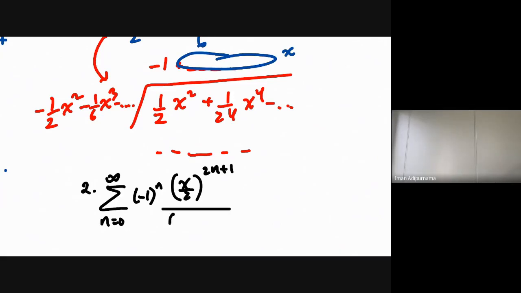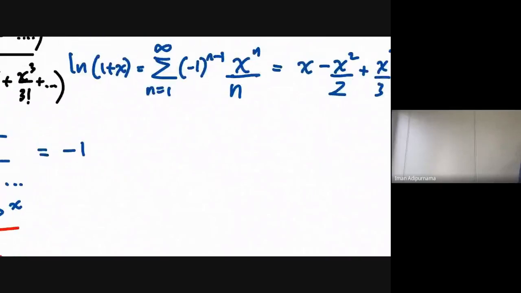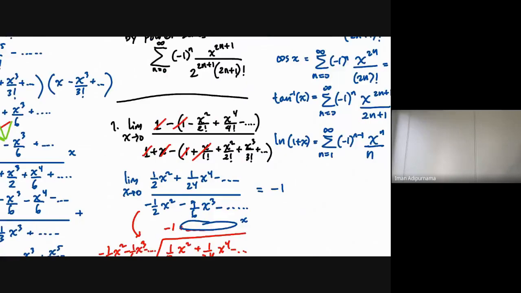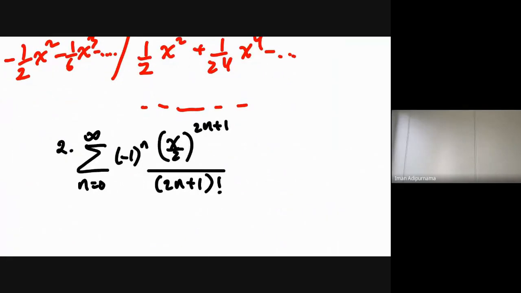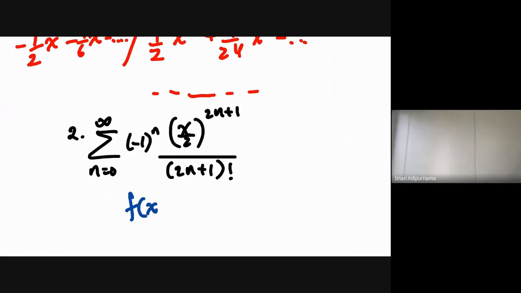And divide by (2n+1) factorial. Now it's becoming the same or a similar form to sine x. Remember, this is sine x, so with x, it's x. Now we have x over 2, maybe it's too small. So x over 2, so it's sine of x over 2. Okay, that's one way to look at it. So the function will be sine of x over 2.